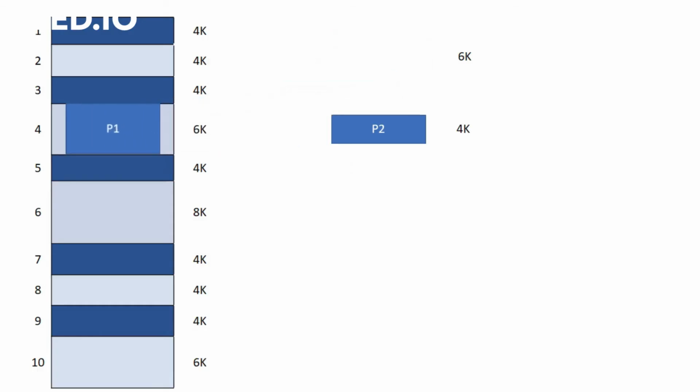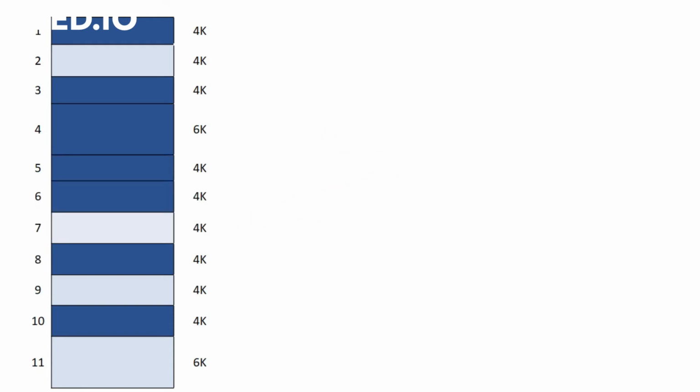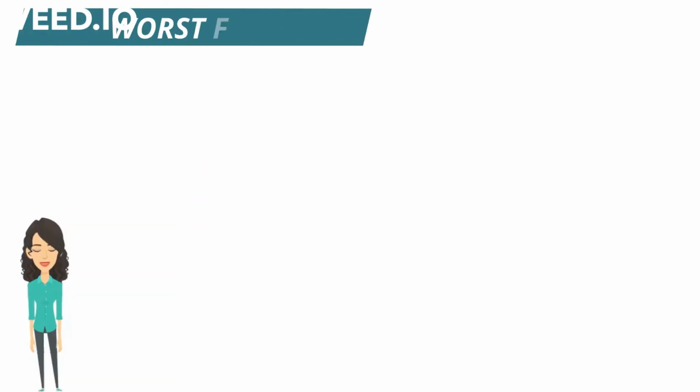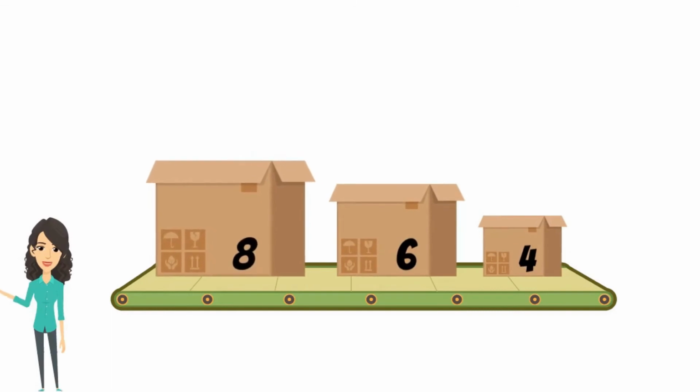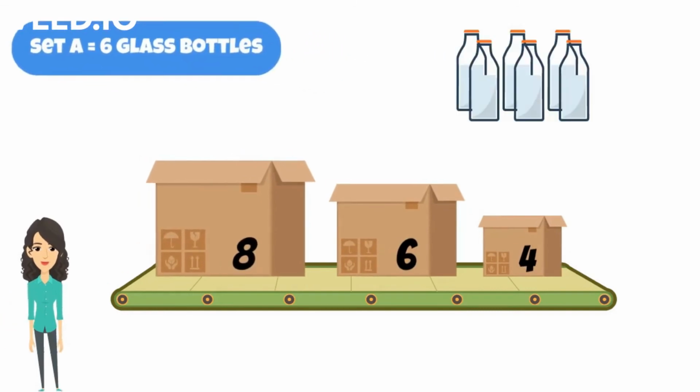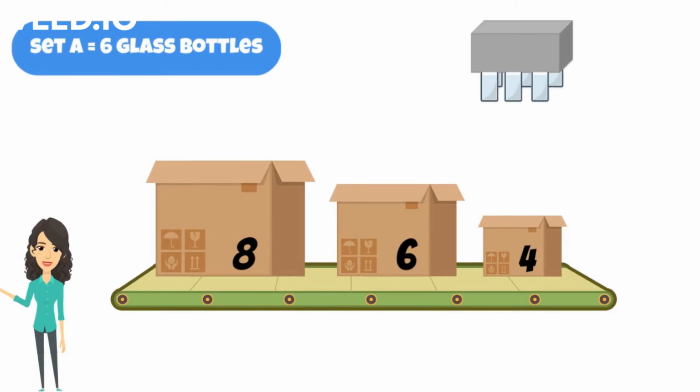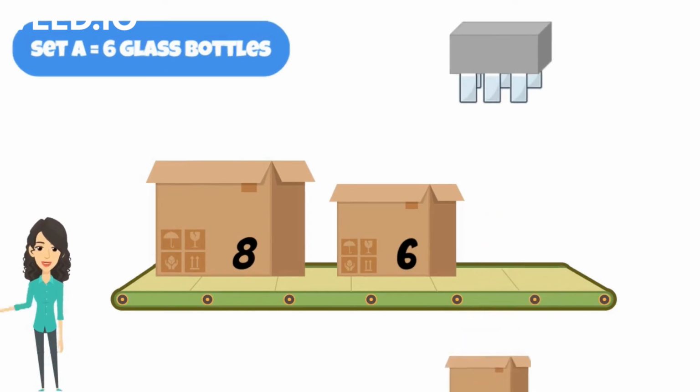Our earlier example is a good way to visualize memory allocation, with the conveyor belts acting as memory, the boxes as partitions, and bottles as processors. In the case of WorstFit, the glass bottles are allocated into a box with the largest available space. In other words, the process is allocated into a partition with the largest available space.